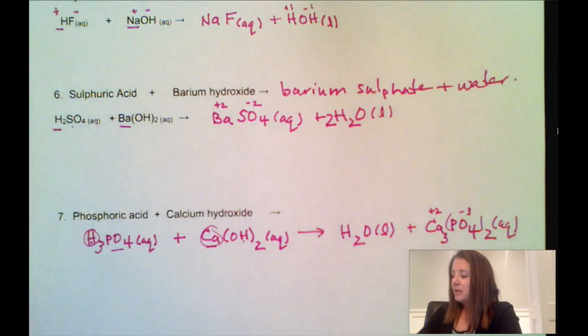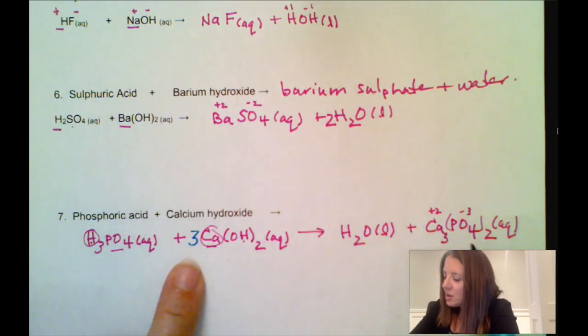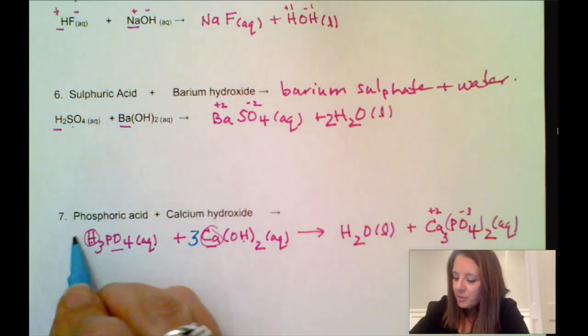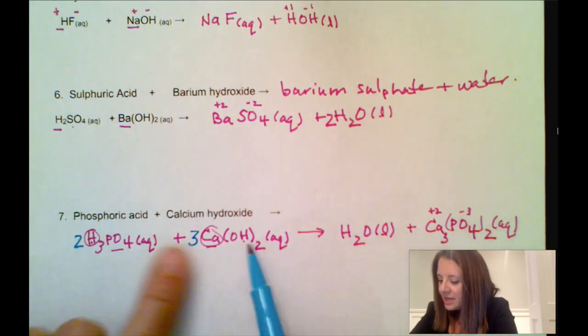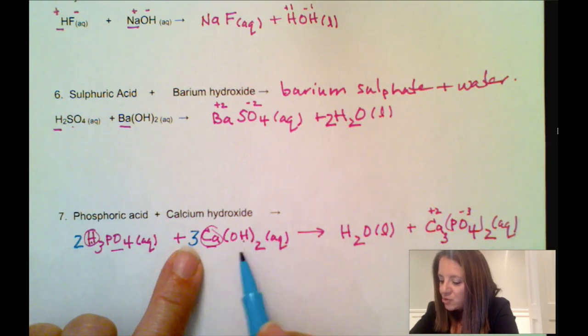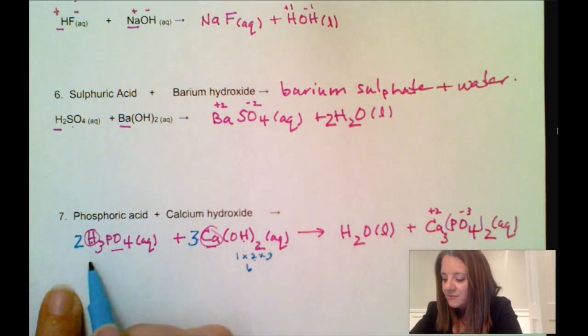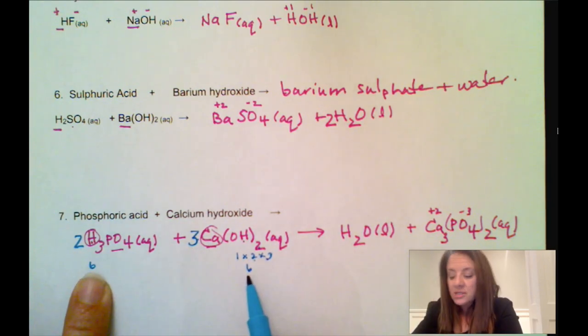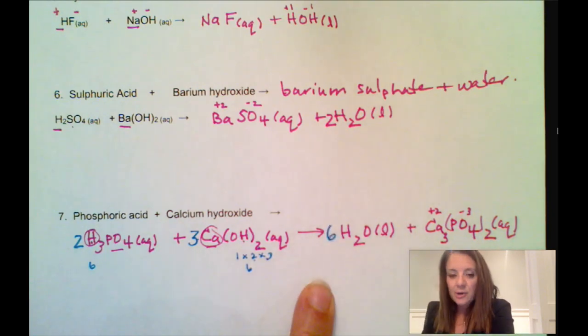We have to do some balancing here. 3 calcium, 1 calcium. We've got 2 phosphorus. We only have 1 here. So I've got to put a 2 out front. Let's take a look at our hydrogens in total. We have 6. And here I have 1 hydrogen in the bracket times the 2 outside the bracket times the 3. So 2 times 3 times 1, I have 6. And then over here I have 6. So that's 12 hydrogens in total. Over here, I only have 2. So I need to put a 6 here.